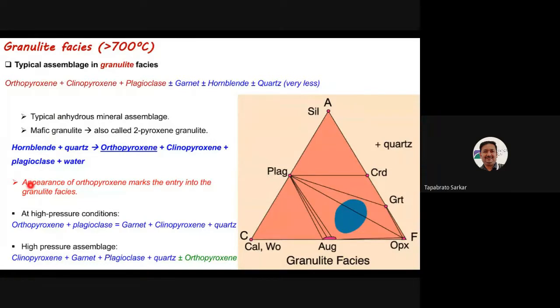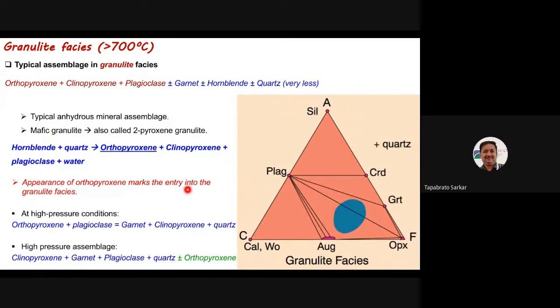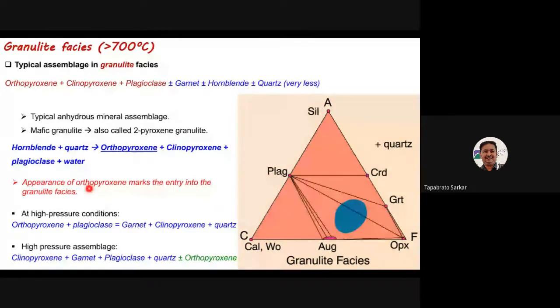Very important, this sentence: appearance of orthopyroxene marks the entry into the granulite facies. Just a moment. Appearance of orthopyroxene marks the entry into the granulite facies condition. Okay.